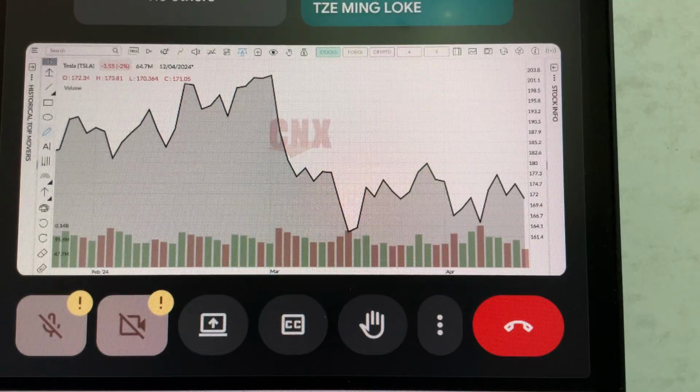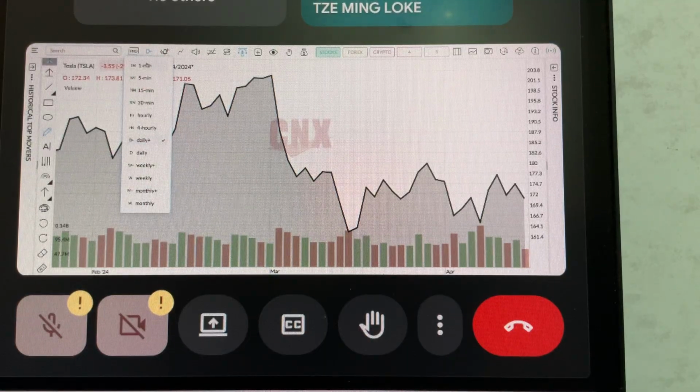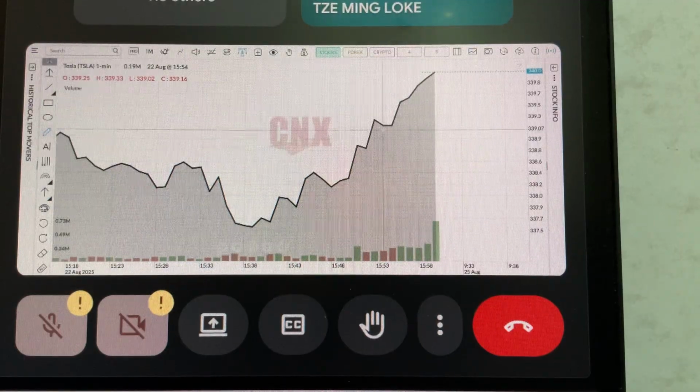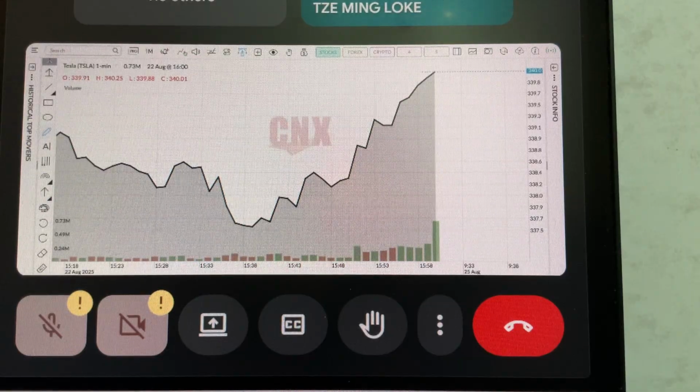So the simplest type of chart is the line chart, which plots the closing prices of financial instruments over a specific time period as a line. Over a specific time period, as you can see there, because in the software, most of the time we use daily. You can actually draw the chart based on every minute, let's say this one is 1 minute.